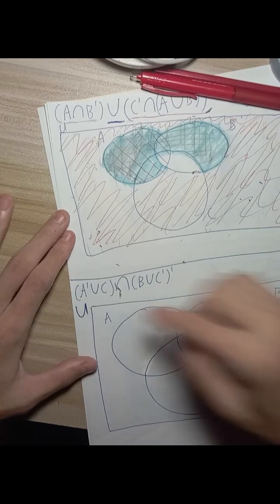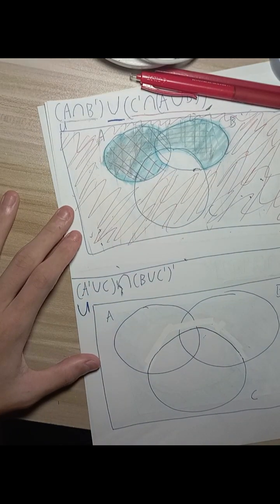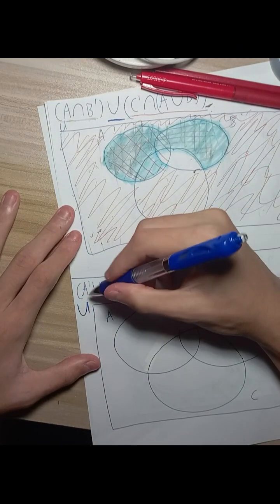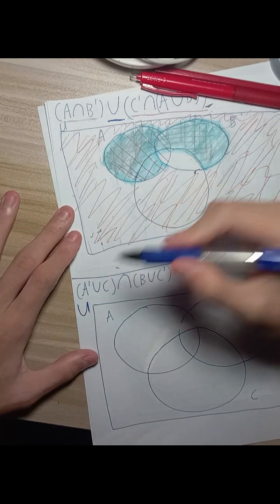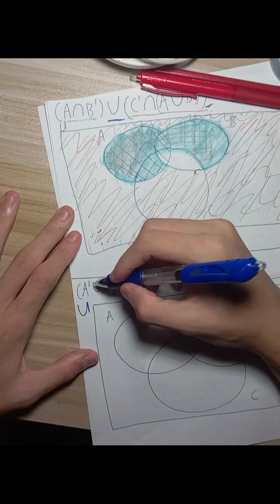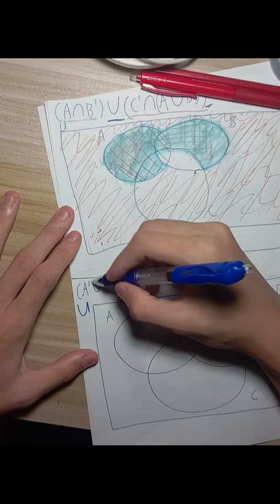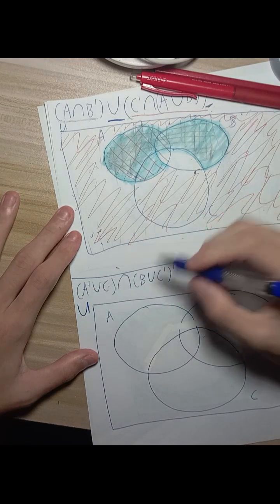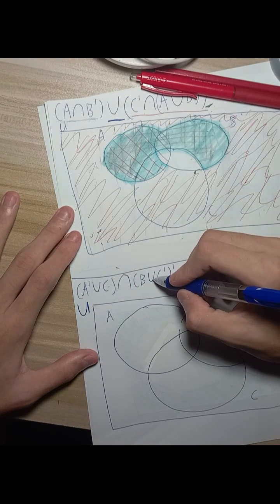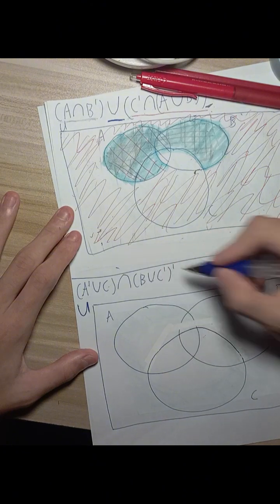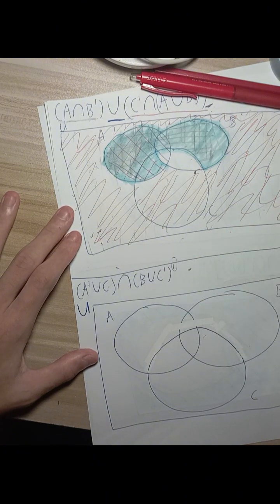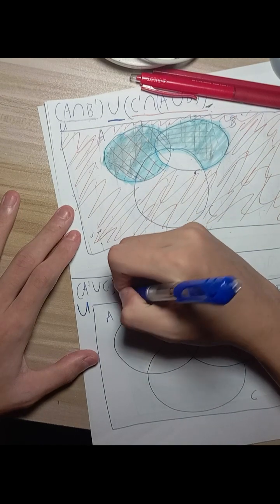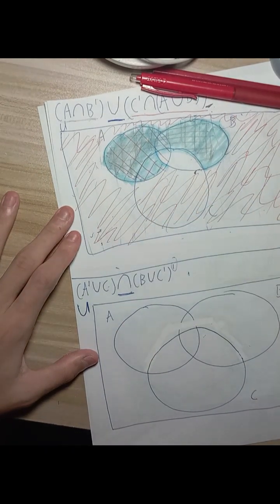So next we have this. So we have the intersection of A prime, the union between A prime and C, and the union between B and C prime, and there's another prime over here that we have to take note of. So we have to find the main operator. So it's this intersection over here.